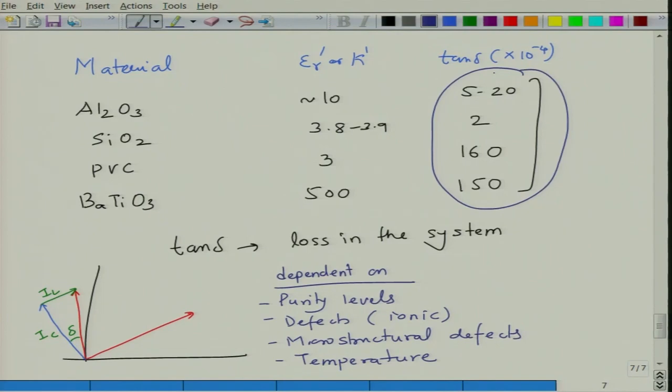So when you measure the dielectric properties of a system, for a good dielectric application, the idea is to minimize this tan delta value. Lower tan delta means a good dielectric.